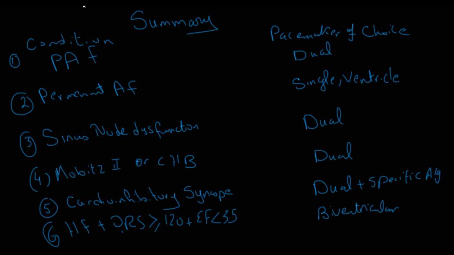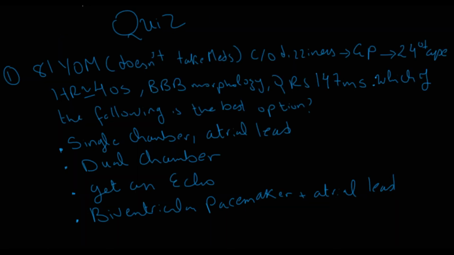Next is going to be a quiz made of 2 questions. Ready? So this is the first question. You might read the question, then pause for a second and come up with an answer. The first question is: an 81-year-old male, does not take any medications, normally fit and well, comes to the GP complaining of dizziness and lightheadedness. The GP decides to do a 24-hour tape. The 24-hour tape shows bradycardia, heart rate ranging around the 40s, with a bundle branch block morphology and a QRS duration of 147 milliseconds.